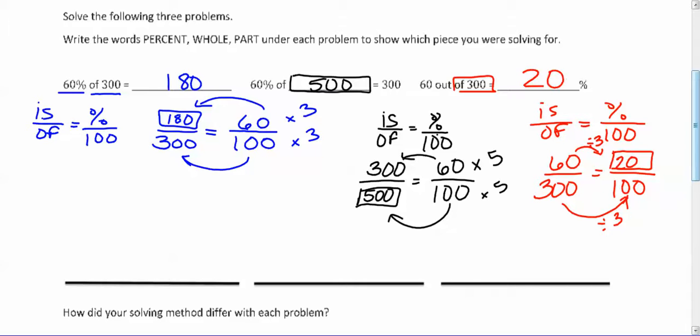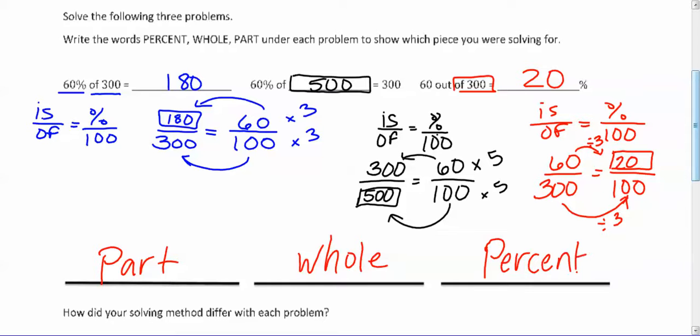All right, so in this case, for example 1 here, were we finding the partial amount, the whole amount, or the percent? What do you think? Lonnie? Part, very good. This was finding the part. What about in this case, when it said 60% of an unknown, what were we looking for, Michael? The whole? Very good, the whole amount. And then the last one would be what, Jenna? Nice and loud. Percent. Very good.